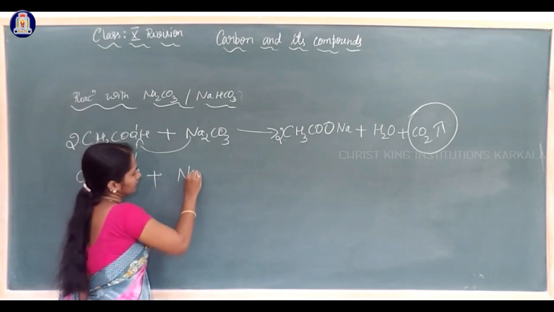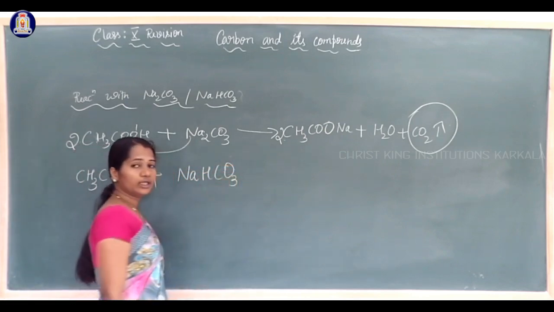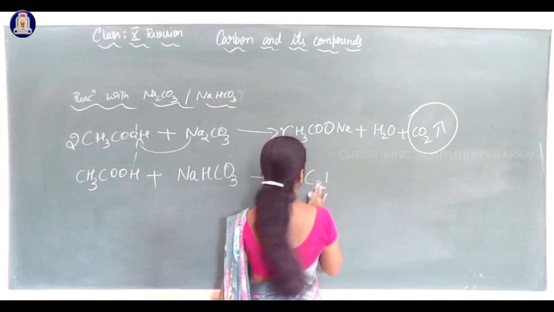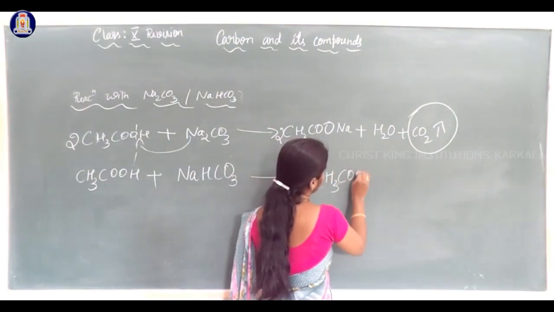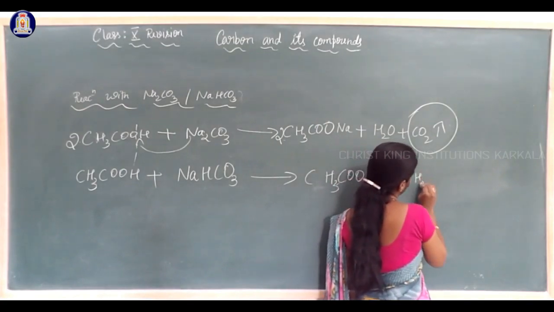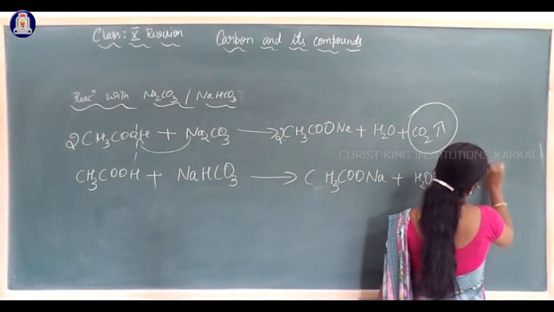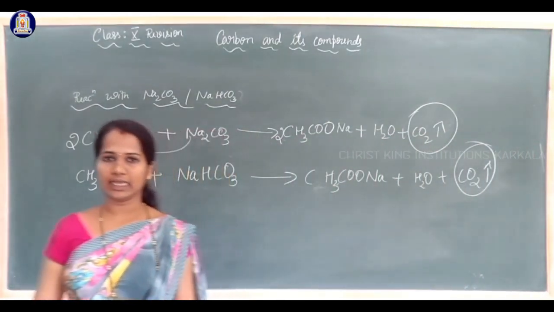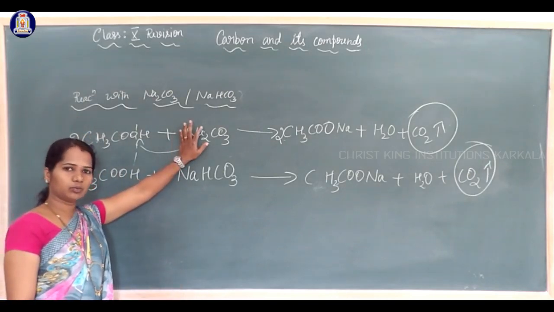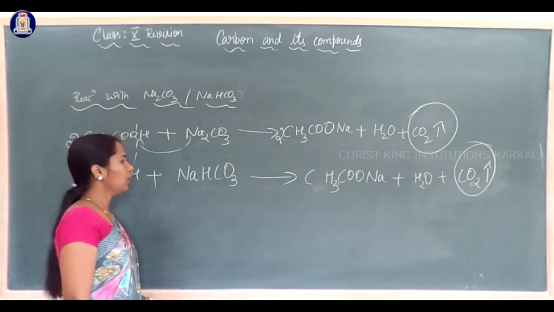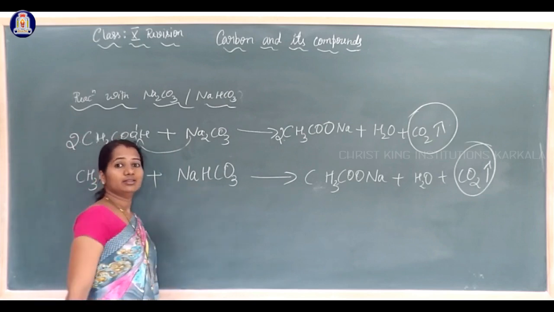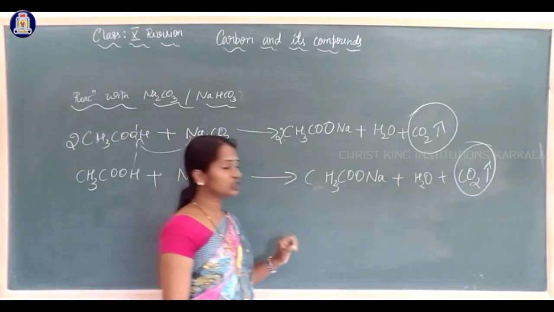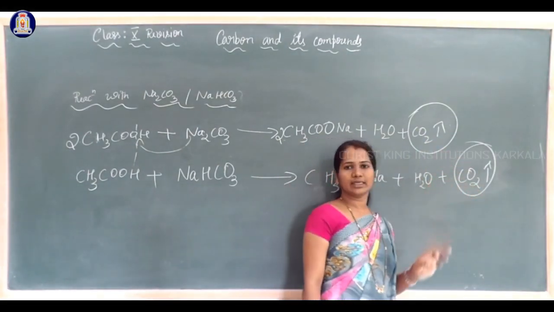In the same way, ethanoic acid CH3COOH plus NaHCO3, sodium hydrogen carbonate, gives CH3COONa plus H2O plus CO2. So which gas is liberated when ethanoic acid or acetic acid reacts with either sodium carbonate or sodium hydrogen carbonate? They give these byproducts along with the liberation of a gas. Which gas is liberated? Carbon dioxide gas is liberated.